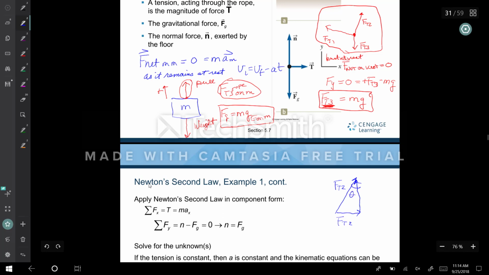Say that's the angle we know. This would be what? The horizontal would be sine or cosine. And this would be F_T2 cosine. And what else would I do? Yep. F_T1.